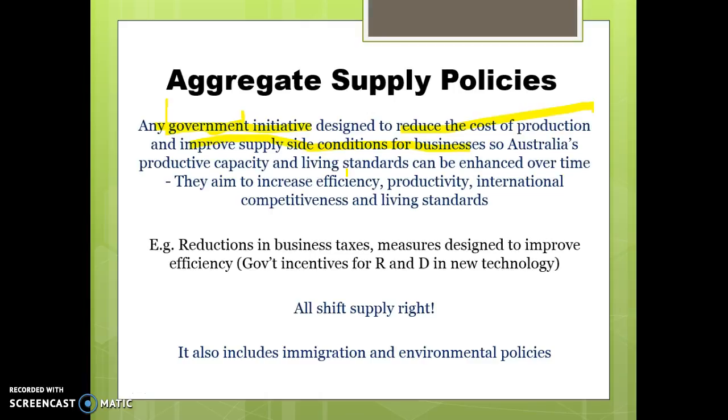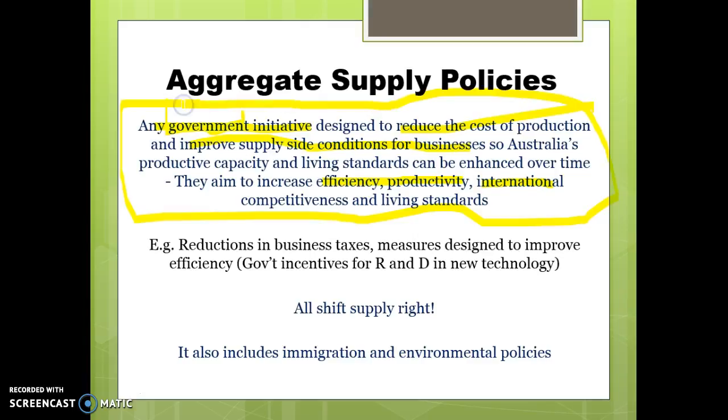And you could also talk about anything that's to do with trying to boost the quality and quantity of our productive resources. So any government initiative designed to reduce cost of production, improve supply side conditions and maximise our productive capacity. They aim to increase efficiency, productivity, international competitiveness and living standards. So that is the kind of definition you want for 2 marks about what is the definition and aim of supply side policies. Reduce the cost of production, improve supply side conditions, boost our productive capacity by giving us access to a greater quantity and quality of resources, and therefore help to boost efficiency, productivity and maintain our international competitiveness.